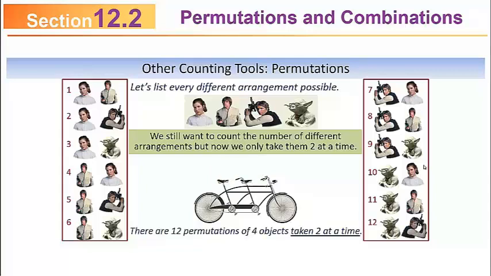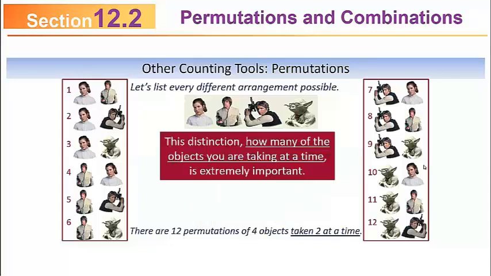So there are 12 permutations of 4 objects, and this is important, taken 2 at a time. So I'm still trying to arrange 4 objects, but I'm only taking them in pairs. This is an important distinction because if you're not taking them all, you've got to know how many you are taking at a time, and that's extremely important.